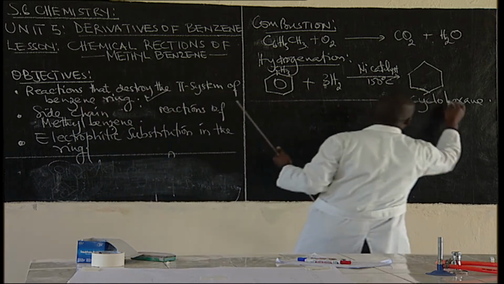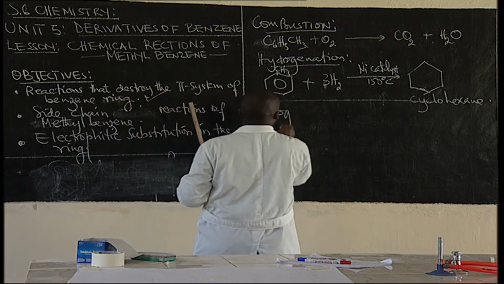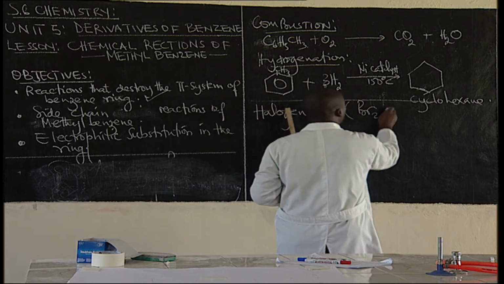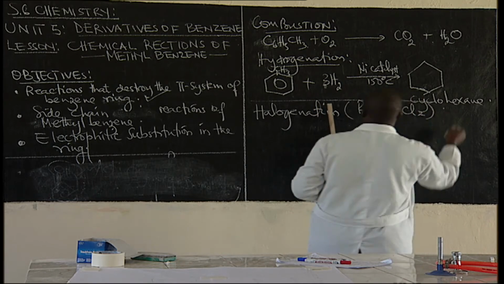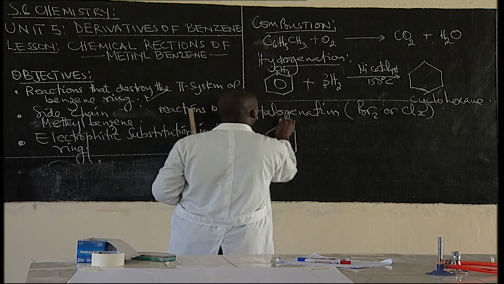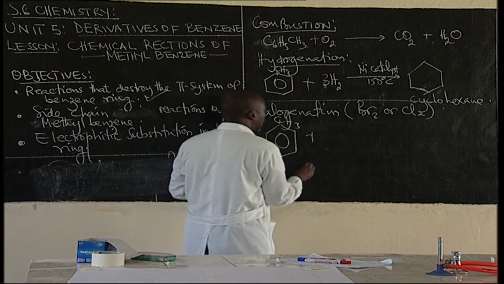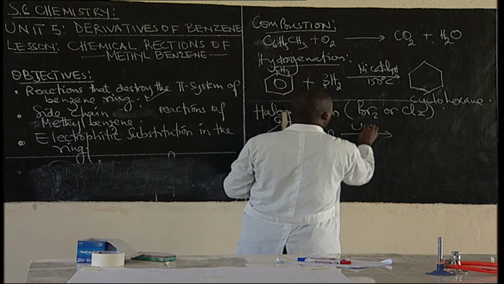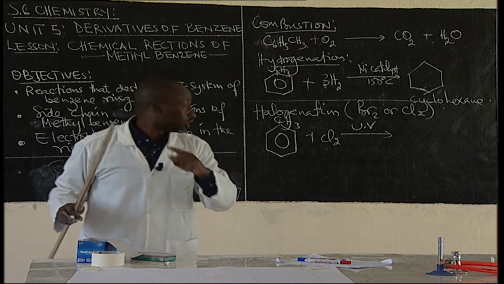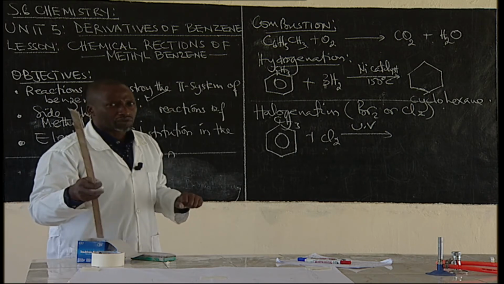In the side chain reactions, the first one is halogenation. Halogenation, that is either addition of bromine or addition of chlorine to the methylbenzene. The side chain we are talking about is the methyl group. So this is the side chain, and the reaction takes place here. So this reacts with chlorine in the presence of UV. Remember this reaction with hydrocarbons, alkanes. What was the name of this reaction?